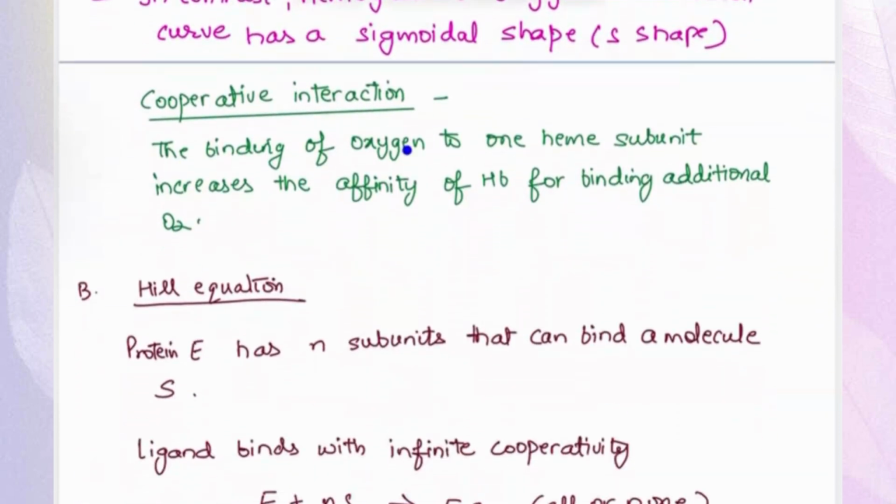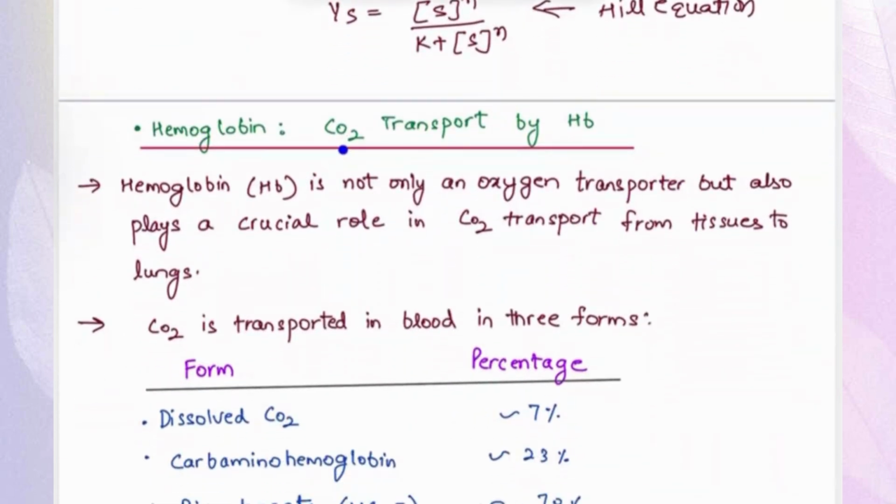The binding of oxygen to one heme subunit increases the affinity of hemoglobin for binding additional oxygen molecules, which means if, let's say, there are 4 heme subunits, 1, 2, 3, 4, which are not bound to oxygen yet, when oxygen binds to one heme subunit, it helps other oxygen molecules to bind to other subunits. This is called cooperative interaction. Hemoglobin can bind to carbon dioxide. Hemoglobin is not only an oxygen transporter, but also plays a crucial role in carbon dioxide transport from tissues to lungs.